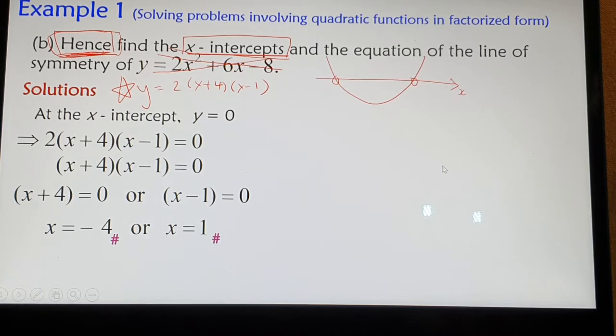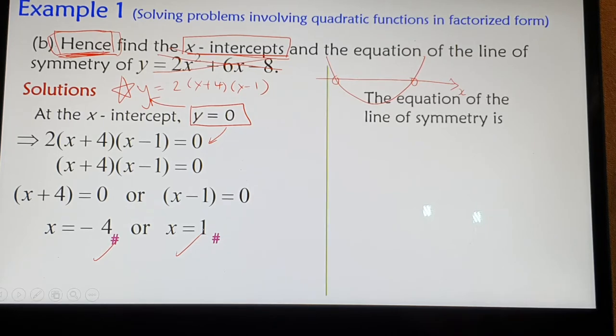Alright, that's all. Okay, so at the x-intercept, you need to set your y to 0, which is here. That means this term, you set it to 0. And of course when you divide both sides by 2, this term disappears, and then you can get an answer already. Alright?